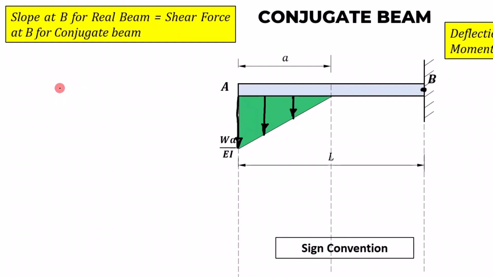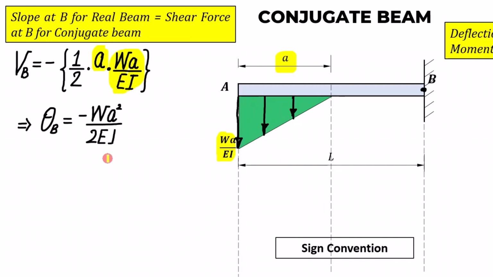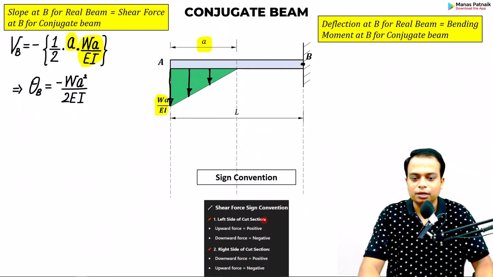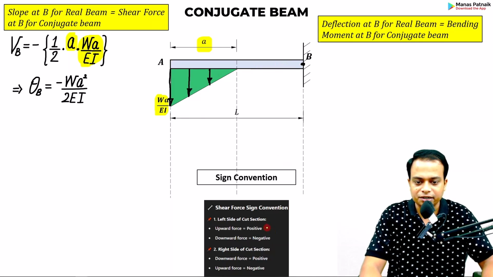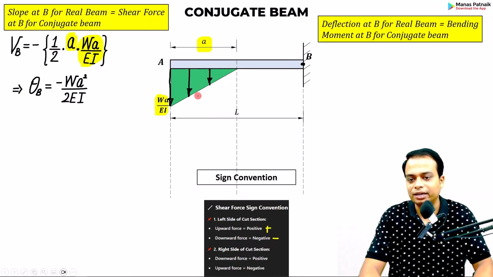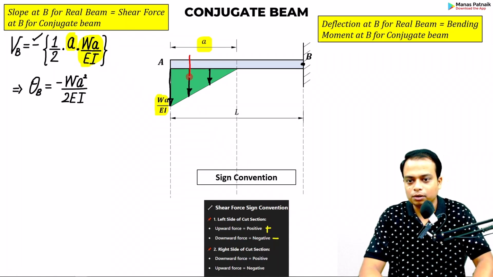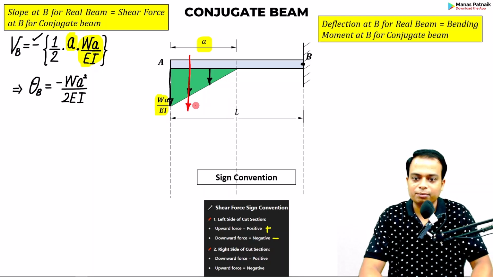Let us start with this. Shear force at B, VB. There is only one force you need to encounter. It is half of base into height, which is WA over EI. Okay, that is it. Why a negative value? The reason is very simple. If this left portion of the beam has been considered, upward is positive, downward is negative. And here this force is acting in the downward direction. That's why we took a negative sign. Secondly, if I were to replace this with a point load, its magnitude again will be equal to WA square over 2EI.